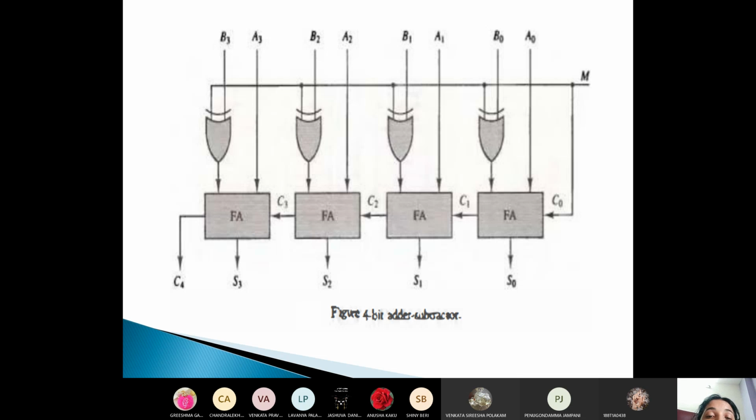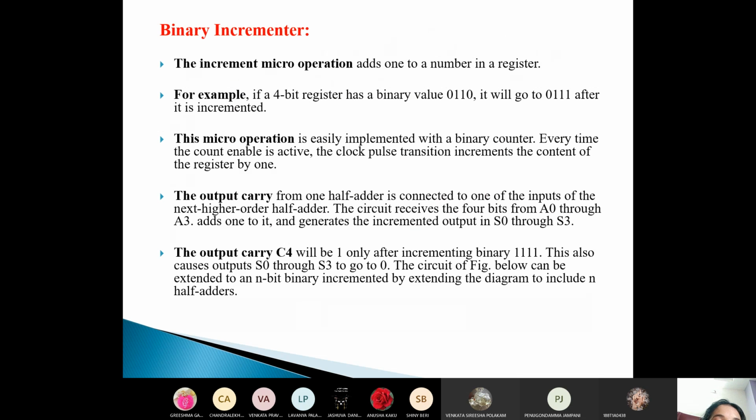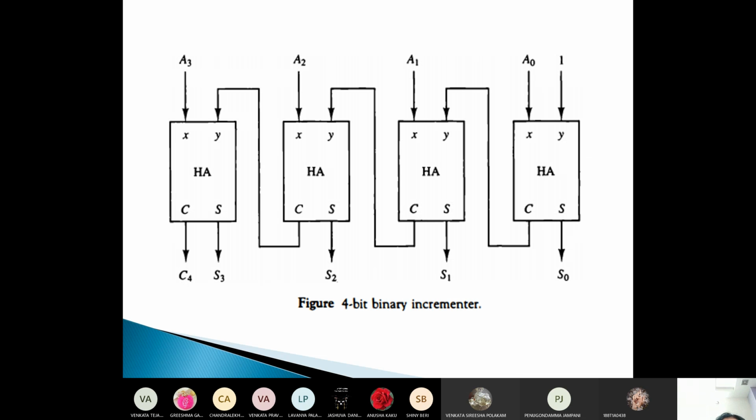Next, binary increment. So what is meant by binary increment? In this binary increment, the micro operation adds one to the number in the register. So the diagram of this, I have the diagram, that is 0110 plus 1 is equal to 0111. So in this diagram, we have the 4-bit combination circuit incrementer shown in the figure.